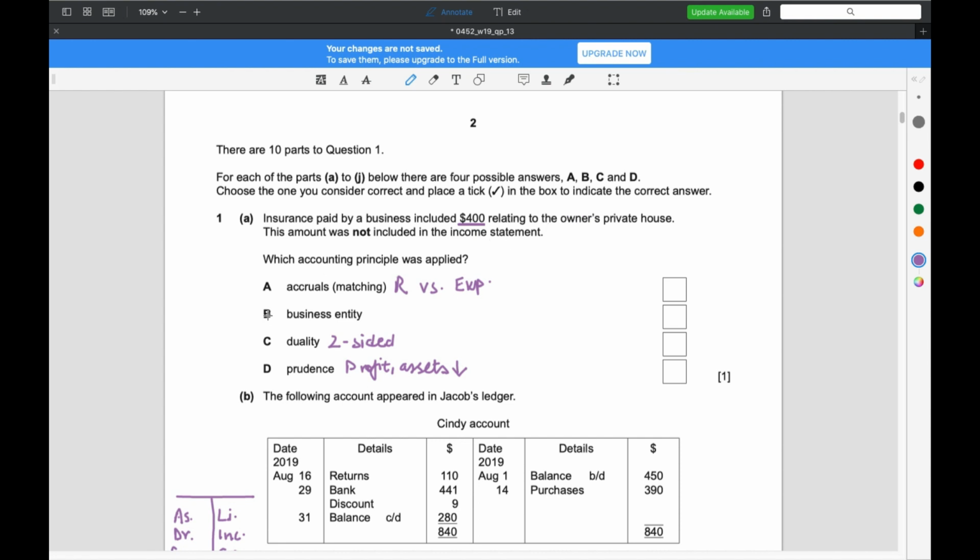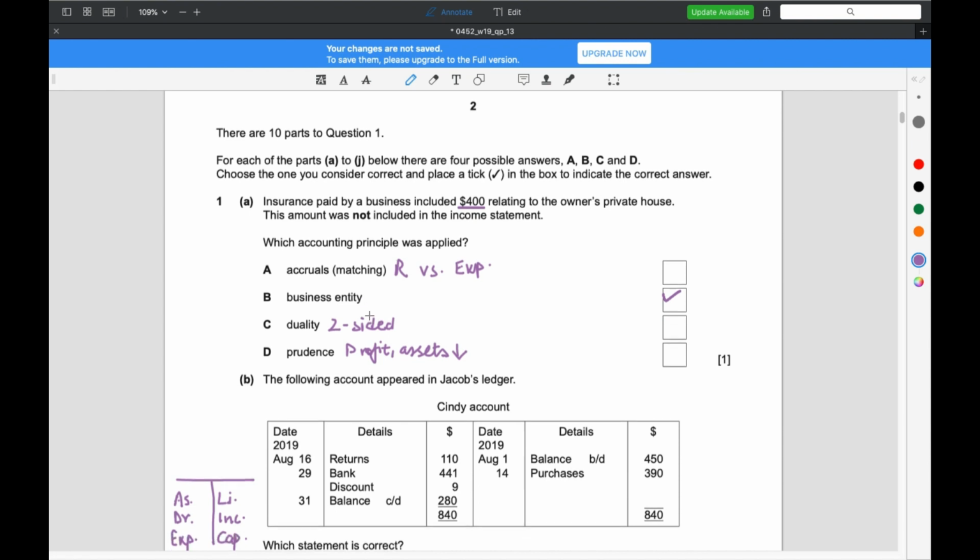So the answer is obviously going to be B in this case, because the business entity concept actually says that the transactions related to a business are kept separate from the transactions of its owners or shareholders. So this is going to be our answer.